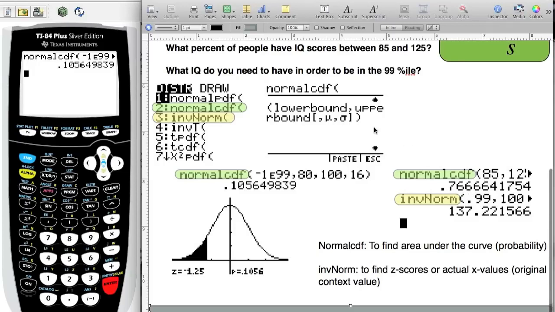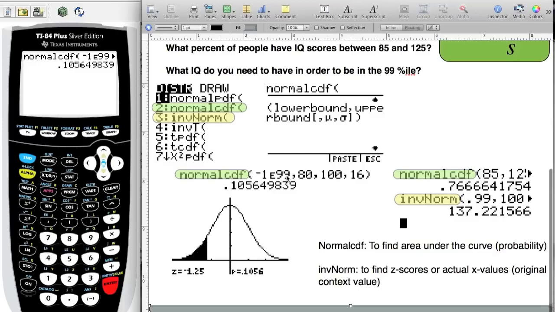All right, the last question is a bit different. What IQ score? Notice how I changed the question. It's not what percentage, but what IQ score. Well, that's the original units of the problem. It's IQ scores. So immediately you've changed the problem. I'm not looking for an area under the curve. I'm not looking for a percentage. I'm looking for an original, like an X value that I would type in.